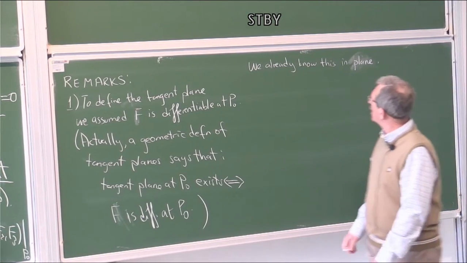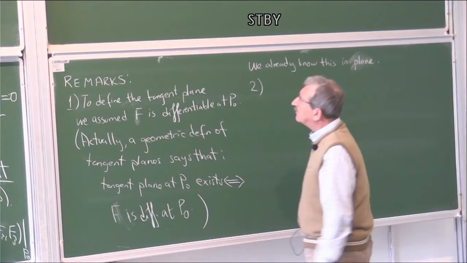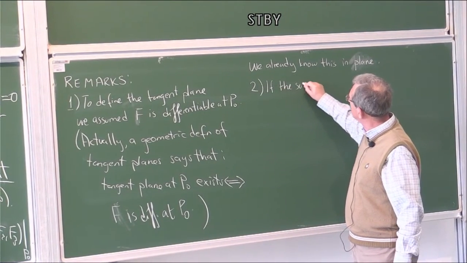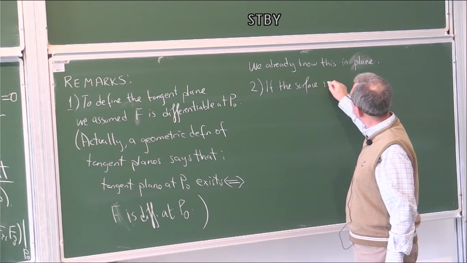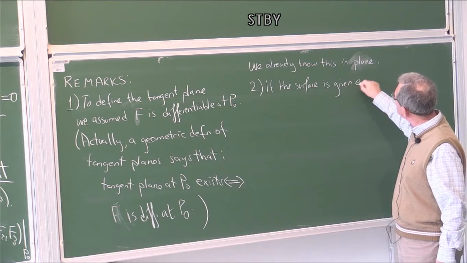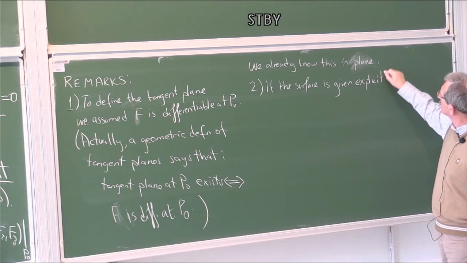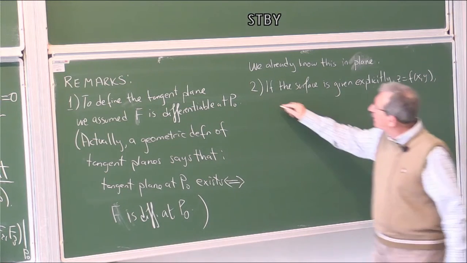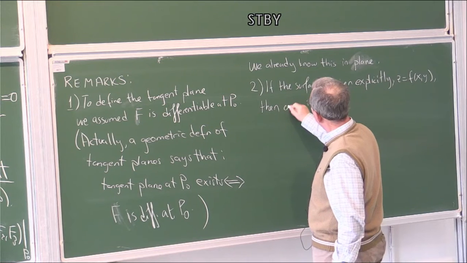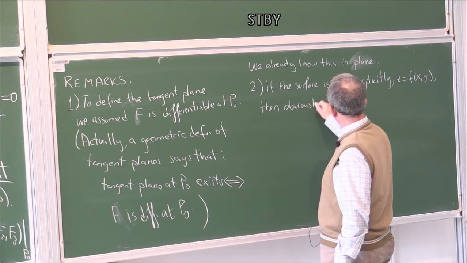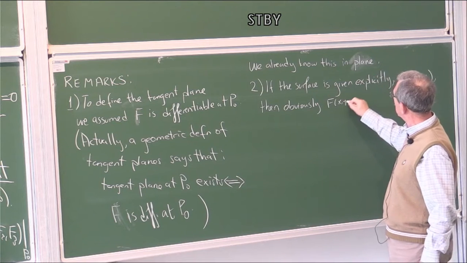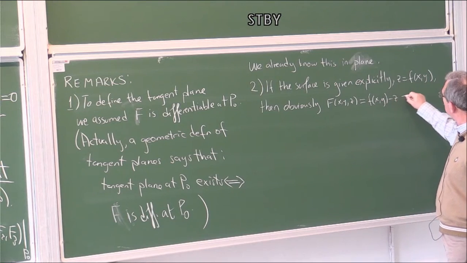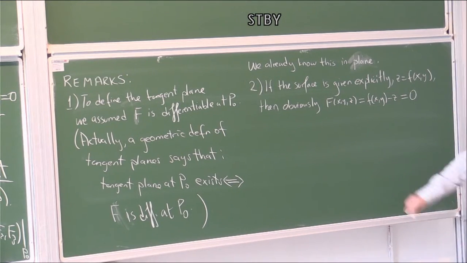A second remark is that if the surface is given explicitly, say z is f of x, y, then, obviously, this is an implicit form.